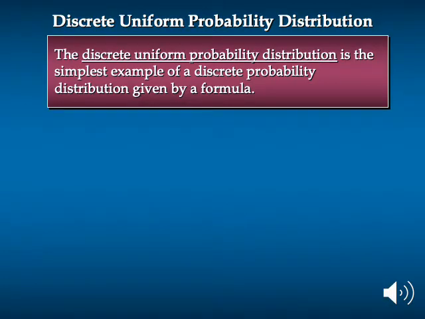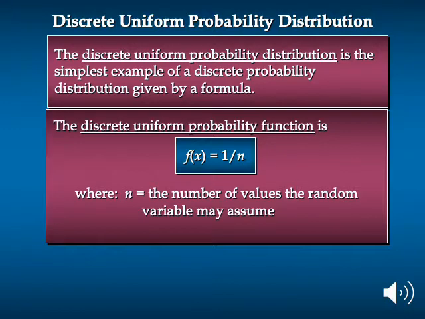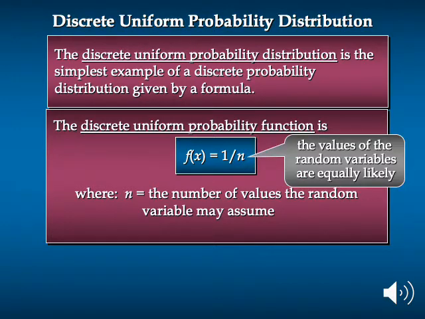Discrete uniform probability distribution. The discrete uniform probability distribution is the simplest example of a discrete probability distribution given by a formula. The discrete uniform probability function is that the function of x is equal to 1 divided by n, where n equals the number of values the random variable may assume. All of the values divided into 1 is the answer that you would get. The values of the random variables in this case are all equally likely to occur.